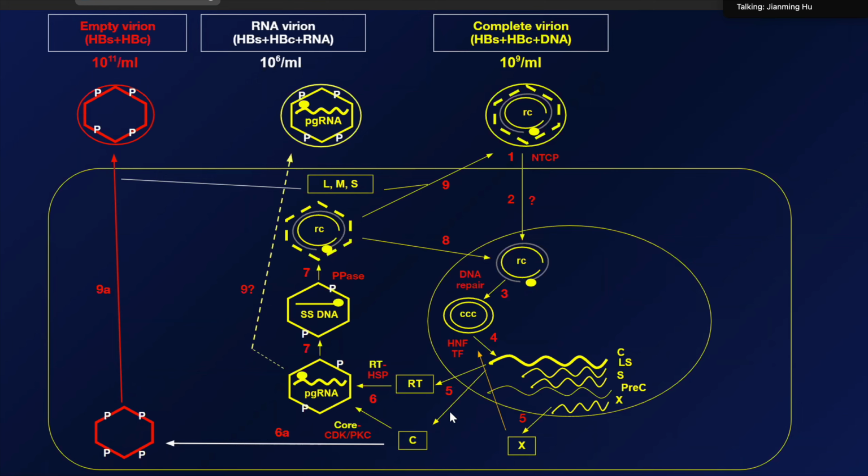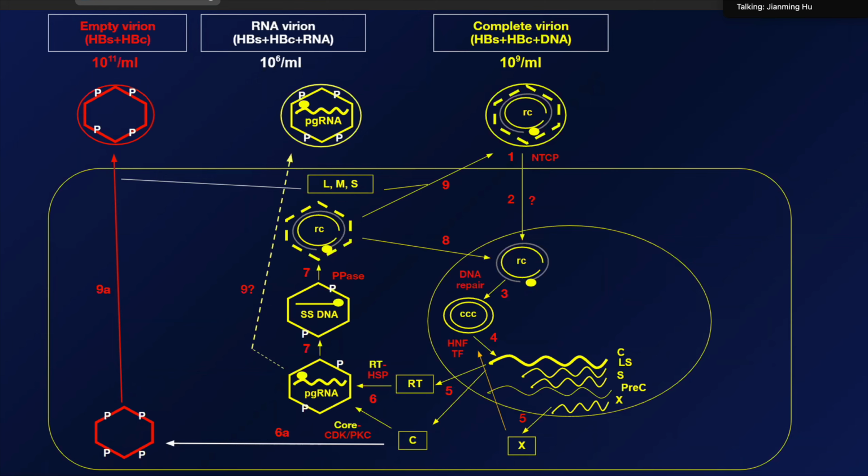So that's step 6. Within the immature nucleocapsids, the pgRNA is reverse transcribed to make single-strand DNA. Then from the single-strand DNA, a relaxed circular double-strand DNA is made. That's step 7. Once the relaxed circular DNA progeny is made inside the cytoplasm, it can recycle back to the nucleus. That's step 8, the so-called intracellular recycling or re-amplification.